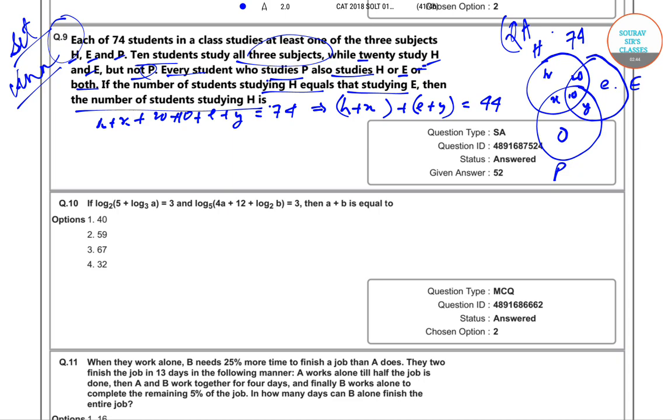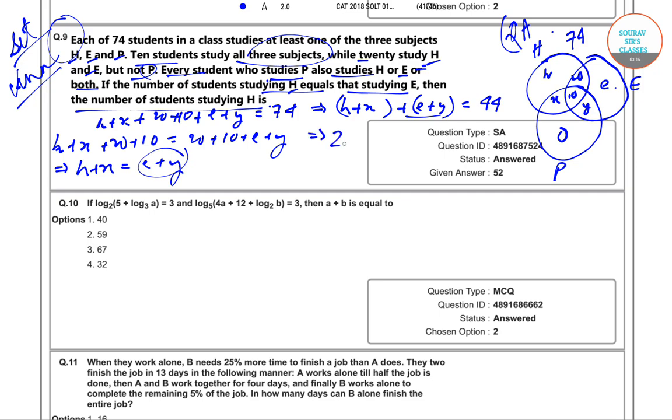Now another thing we need to understand is that the number of students studying H also equals the number of students studying E. So the number studying H is h plus X plus 20 plus 10, and the number studying E will be 20 plus 10 plus e plus Y. So we have h plus X is equal to e plus Y. So this e plus Y over here we can replace by h plus X. So we'll have 2 into (h plus X) is equal to 44, which implies that h plus X is equal to 22.